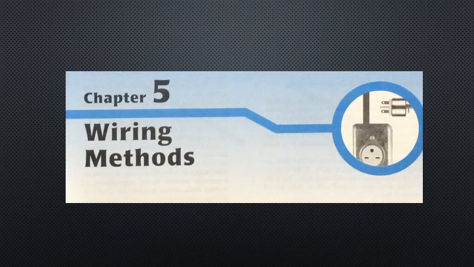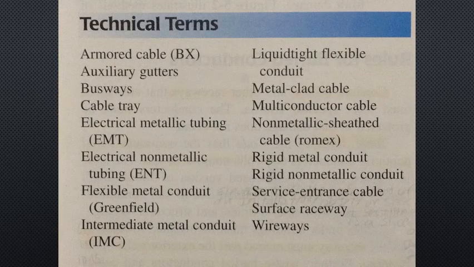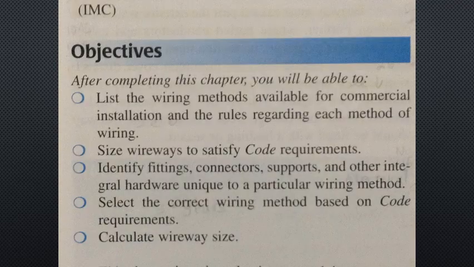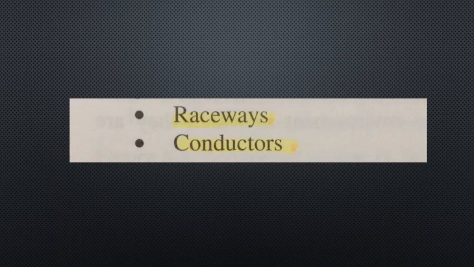This is Chapter 5, Wiring Methods. The technical terms for this chapter are shown on the screen, and the objectives for the chapter are also shown on the screen. This chapter is an introduction to conduits, raceways, busways, wireways, junction boxes, gutters, busbars, pull boxes, device boxes, and a host of other wiring methods and related components. These items compose the system through which electricity is routed.